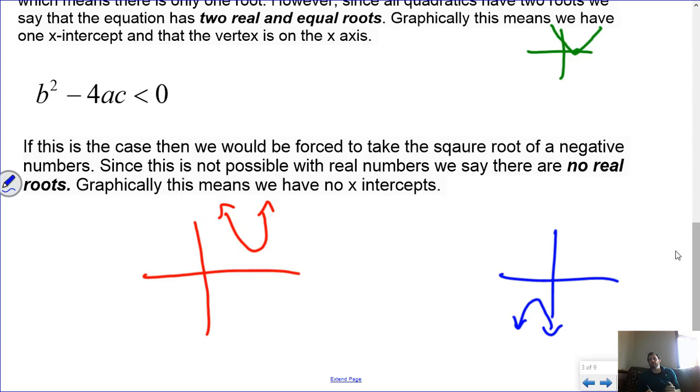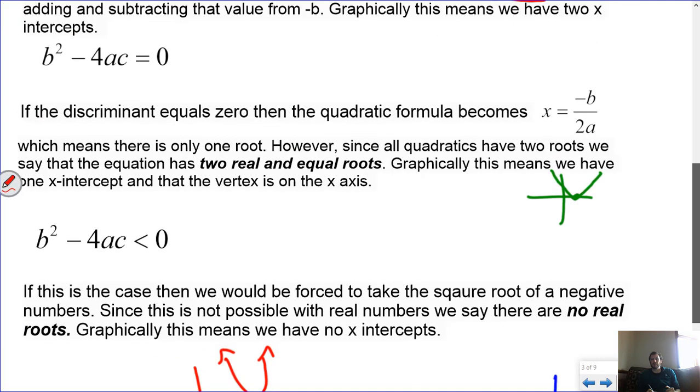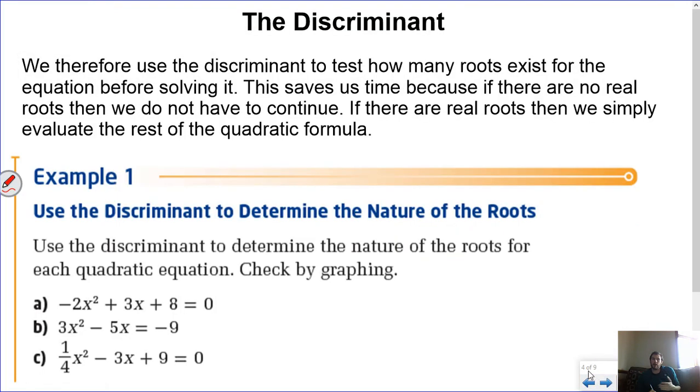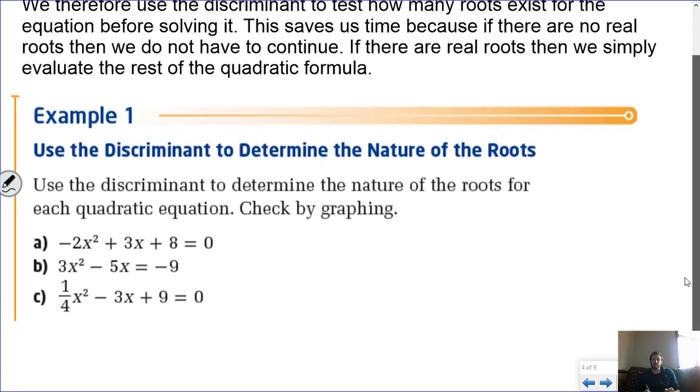So why do we care about the discriminant? Well, the nice thing about the discriminant is if I'm working with one of these questions where I want to find the answer, it could very well be that there is no answer, or there could be one answer, or there could be two answers. But if there's no answer, then it's not really worth my time going through the question just to figure out that there's no answer. So what we want to do is things like this, where we're going to use the discriminant to help determine the nature of each of these quadratics.